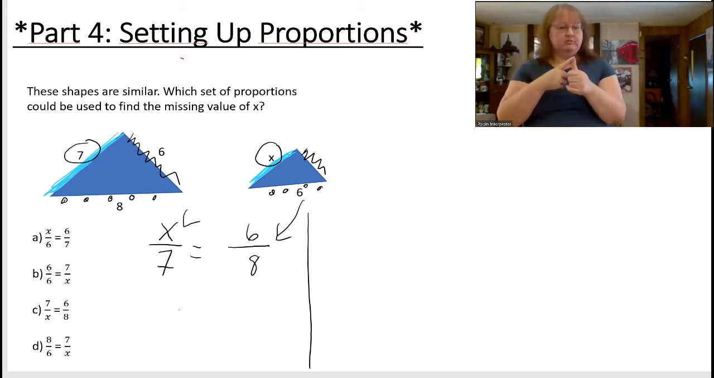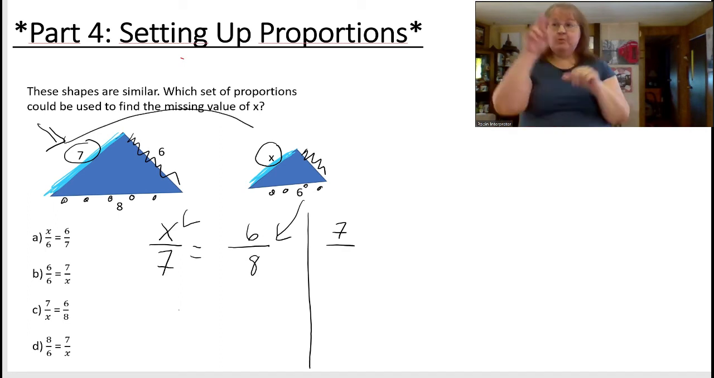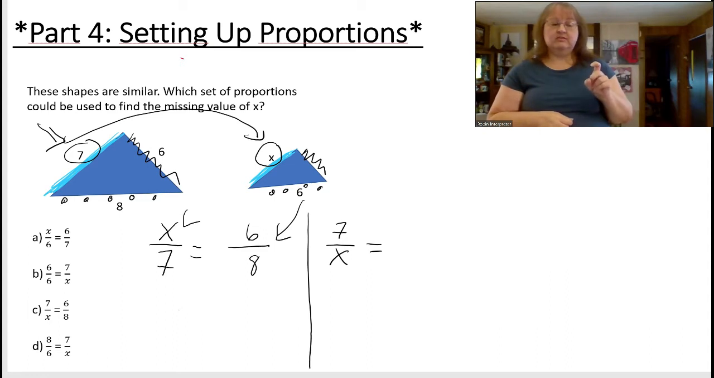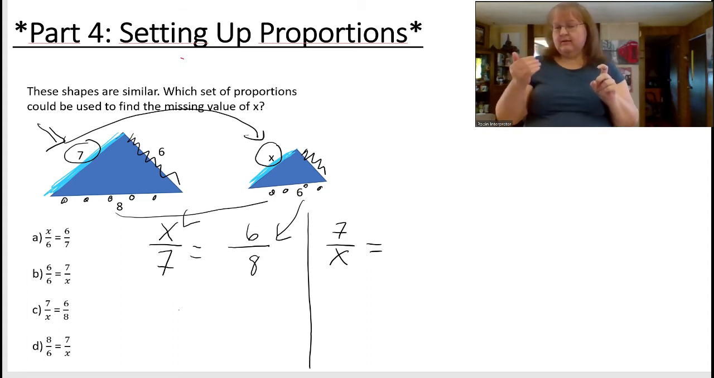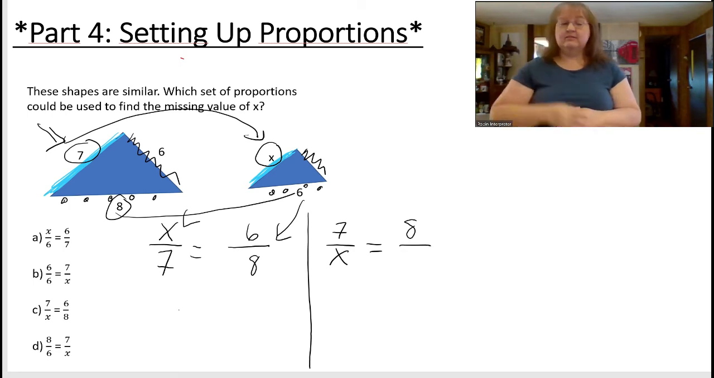Well, what if I wanted to do this one first? I'll put 7 over x, make a ratio with those sides. They're actually called corresponding sides, where they're in the same spot, corresponding. Okay, so 7 over x, and then I'm going to look at these two again, but I'm going to put this one first. 8 over 6.